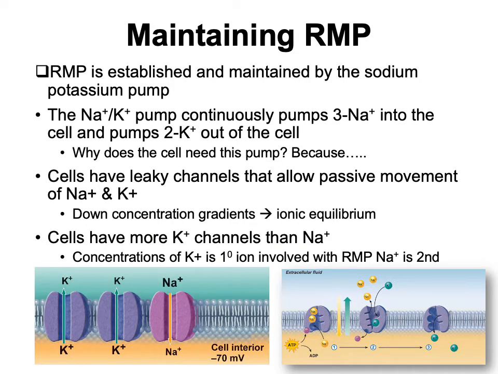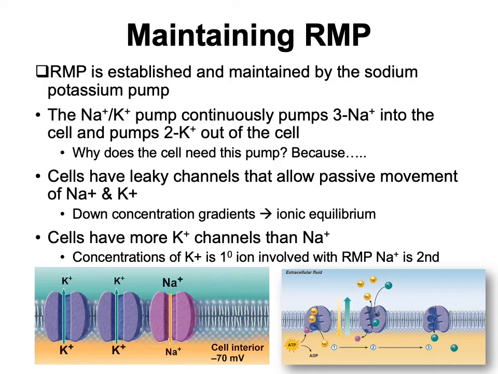Resting membrane potential is established and maintained by the sodium-potassium pump. If you remember, this pump is an active transport pump requiring energy. It needs the energy because it is continuously pumping 3 sodium ions out of the cell and 2 potassium ions into the cell against their concentration gradient.